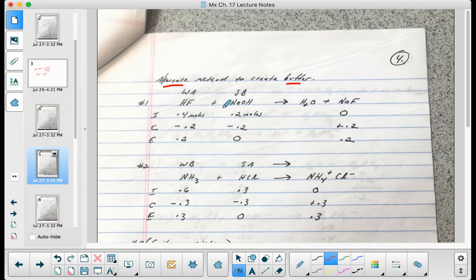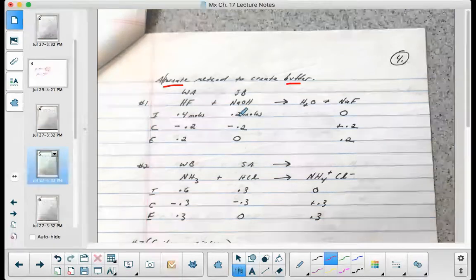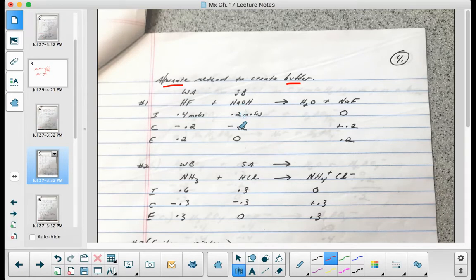The conjugate base usually behaves as a weak base. But here's a buffer where I'm adding a strong base, and it works because of the ratio of the weak acid to the strong base. When I react these together, all of the 0.2 moles of the NaOH react with 0.2 of the HF. So there's 0.2 of the HF left over. Look at it as an ice chart, and the NaF goes up by 0.2.